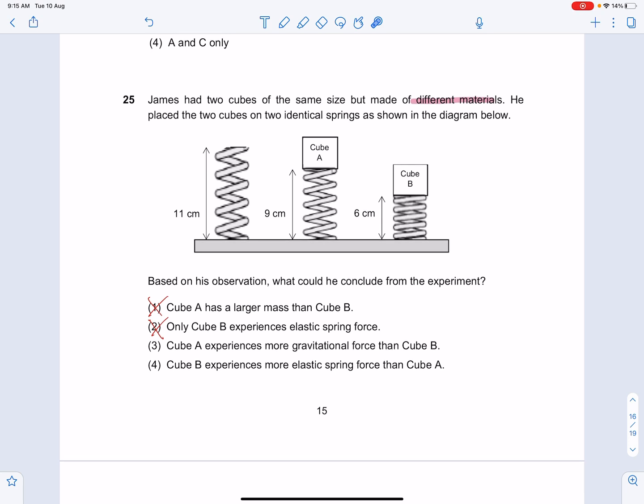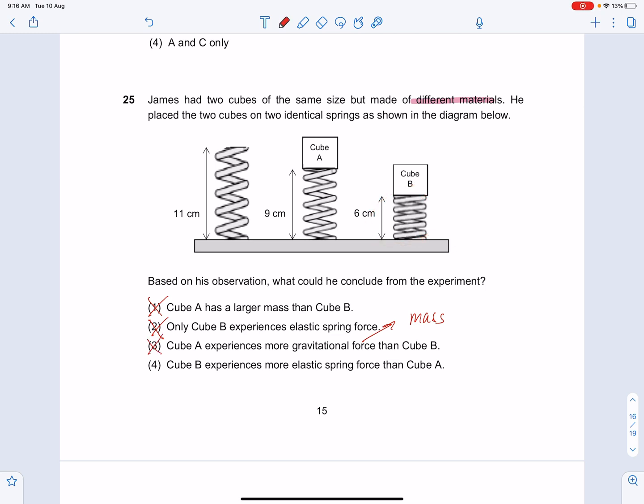3. Cube A experiences more gravitational force than cube B. In this case, it's not correct again, because remember, gravitational force is affected by your mass. The larger the mass, the larger the amount of gravitational force. But in this case, this did not happen. As you can see, it is actually B that experiences a greater amount of gravitational force as it got compressed more. It's got pulled down more by gravity, compressing your spring more. So this is also wrong.